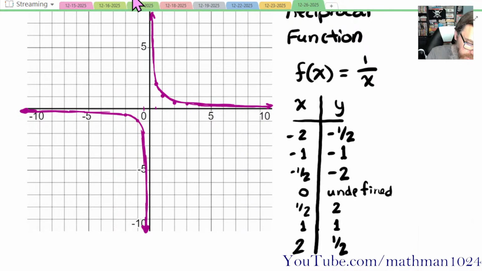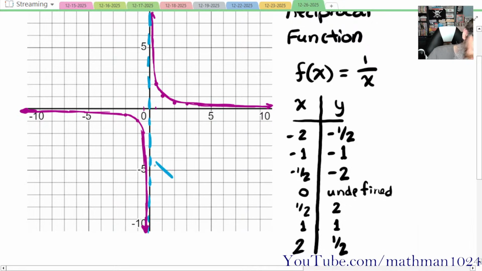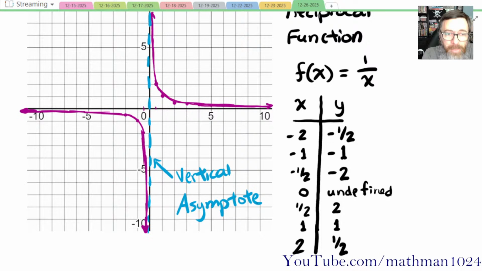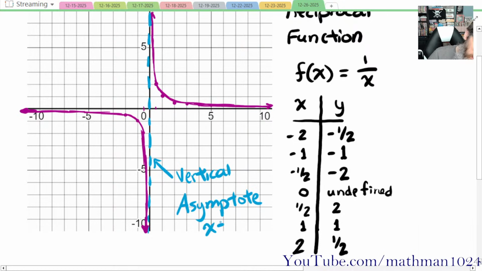Now, some things to notice here is that we're going to have this kind of imaginary vertical line right here, and this is your vertical asymptote. Let's make sure that we spell that correctly and that we say it correctly. It's asymptote, it's not asymptote. It's a T-E there at the end. And so this vertical asymptote is the equation x equals 0.